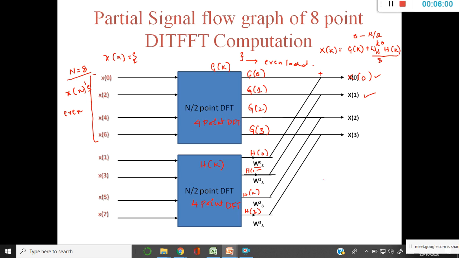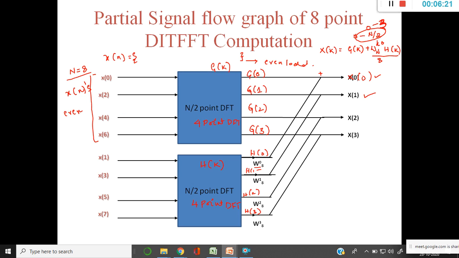Then the point is, how do you calculate the rest of the signal? Because here it ends at 0 to 3, since this is only the N by 2 point DFT. Now I need the 8 point DFT output. So what do we do?